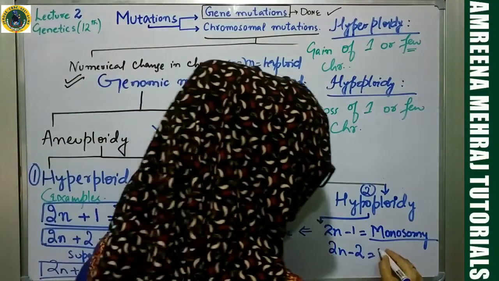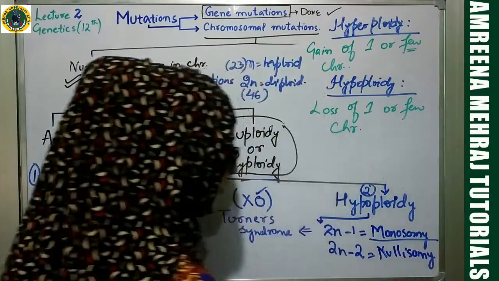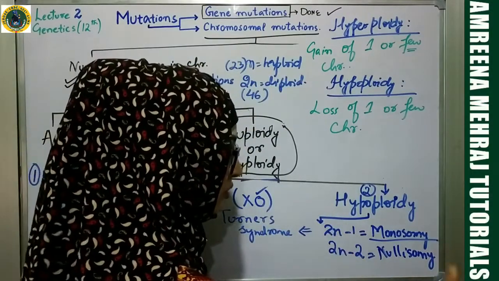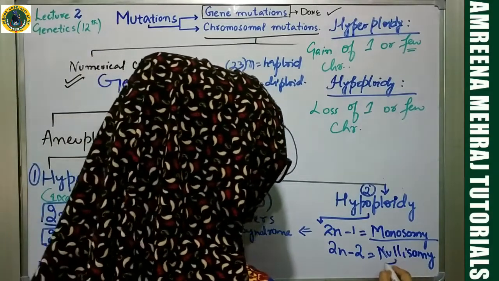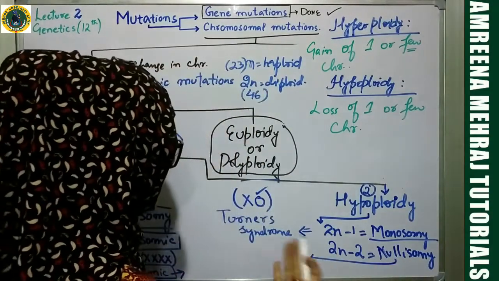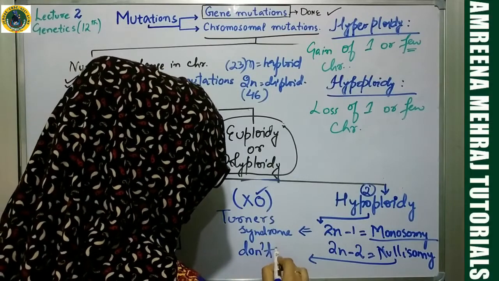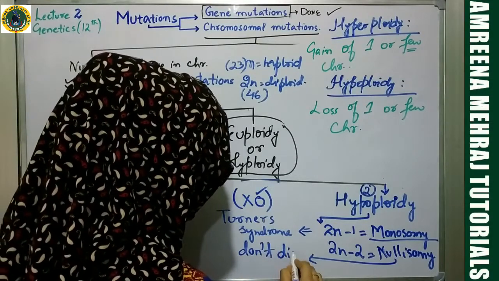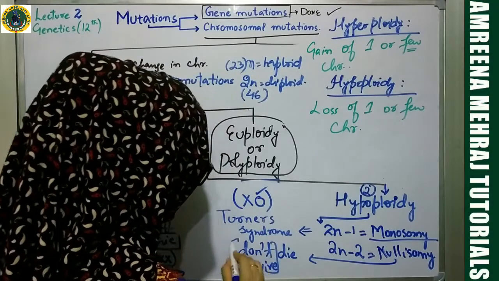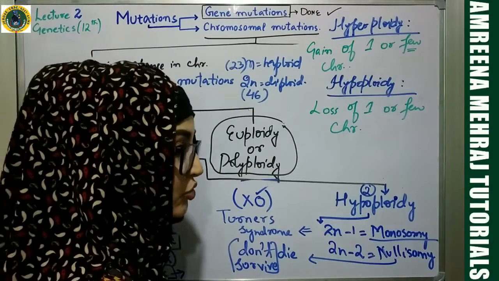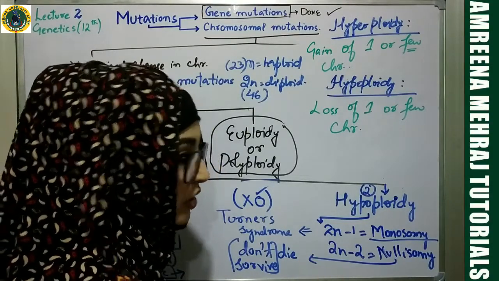This condition is called nullisomy. Nullisomy because 2 chromosomes are lost. Usually these organisms, these individuals, do not survive. They finally die. You can think why they die. They die because 2 of their chromosomes, an entire pair, is missing. They will not be able to perform their metabolic activities normally.